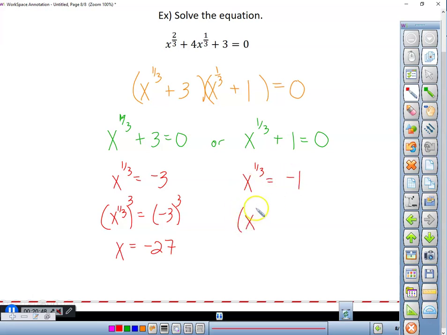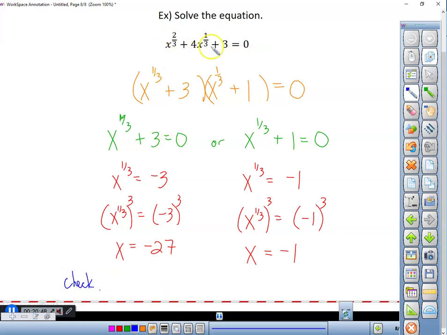Then here, undoing our addition first, we get x to the 1/3 equals negative 1. Undoing the exponent, we raise both sides to the reciprocal power, which is again 3. Here we get x to the first power, which is x. Negative 1 times itself 3 times is negative 1. So that's another possible solution. So now we're going to look at checking each of those to see if they are valid.